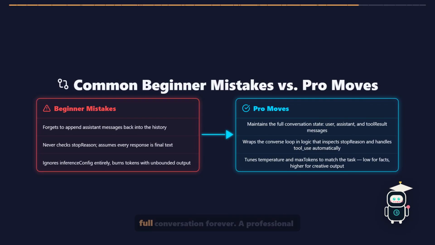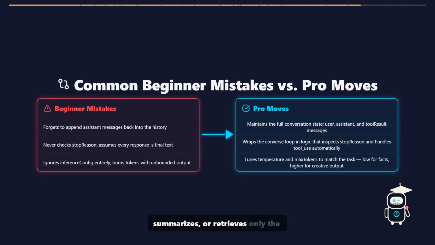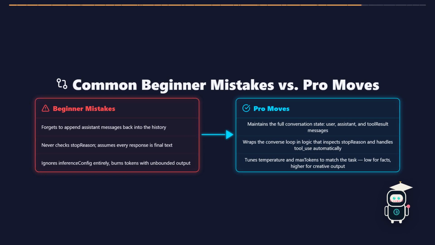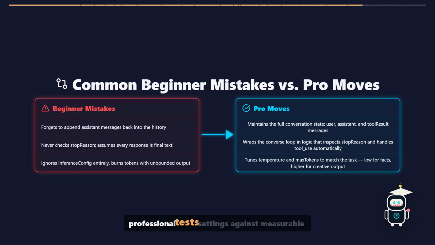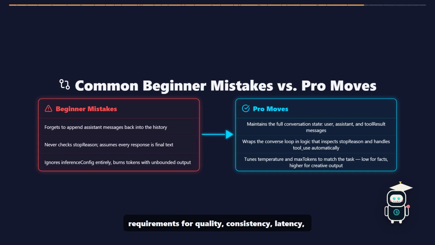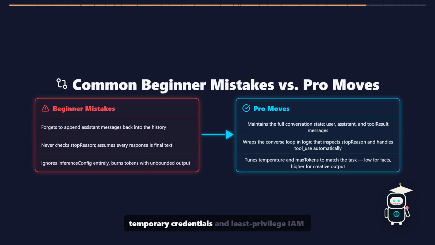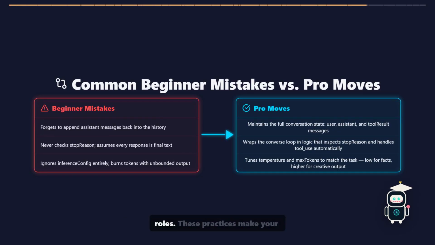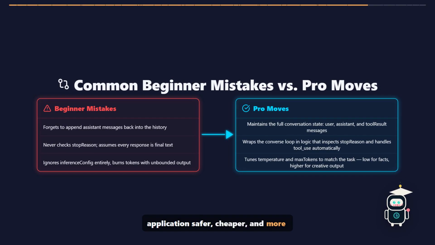A beginner sends the full conversation forever. A professional monitors context size and trims, summarizes, or retrieves only the history that is still relevant. A beginner uses default inference settings for every task. A professional tests settings against measurable requirements for quality, consistency, latency, and cost. And a beginner hard-codes credentials. A professional uses temporary credentials and least privilege IAM roles. These practices make your application safer, cheaper, and more reliable.